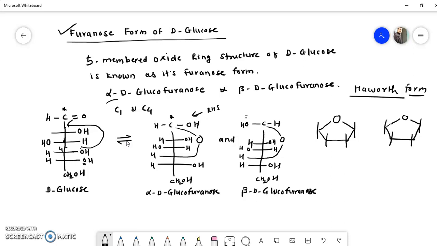Okay, so suppose this is for alpha D. First of all, we'll draw the alpha D glucofuranose. Now you see here, this is the anomeric carbon. Okay, consider this as the anomeric carbon. So the OH group will be here, then there will be again an OH group, then there will be H.